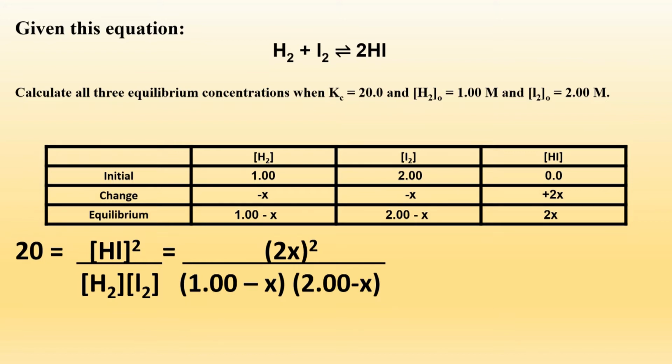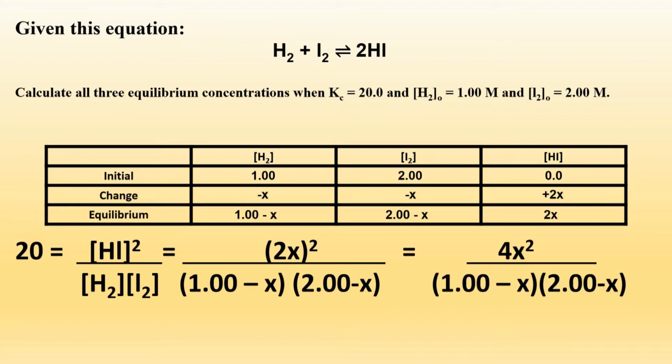Inserting the data from the ICE box generates the following relationship: (2x) squared divided by (1.00 minus x) times (2.00 minus x), which simplifies to 4x squared divided by (1.00 minus x) times (2.00 minus x).